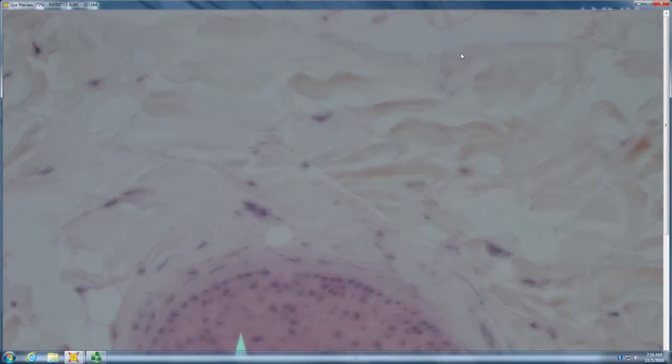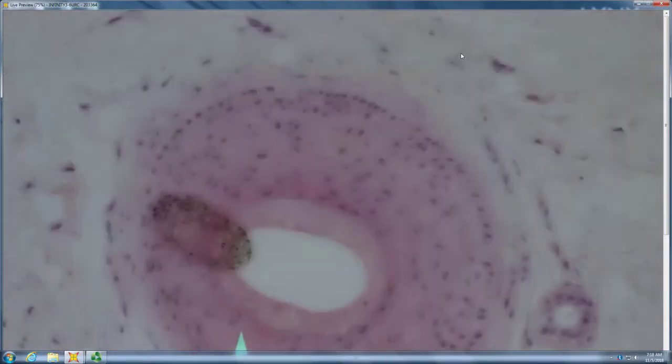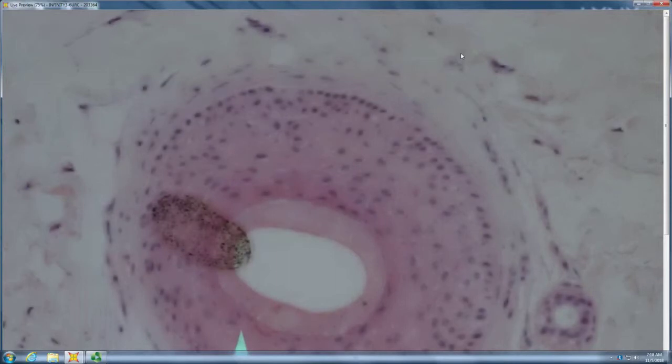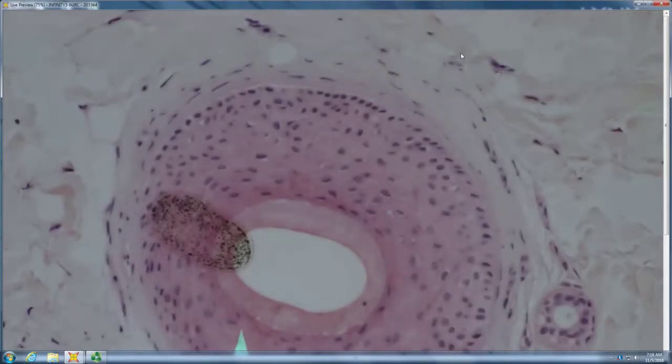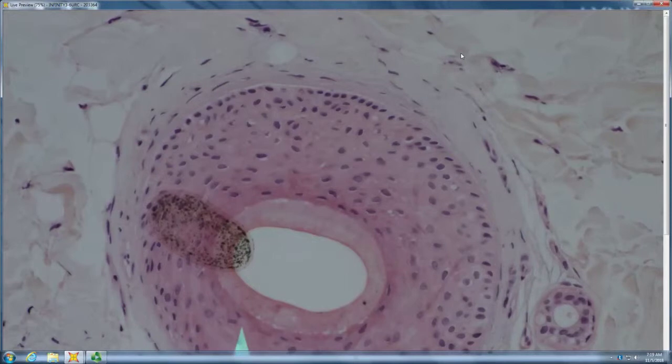So if you've got outer root sheath cells that are dying, undergoing programmed cell death, do you think, this is a trick question, if there are lots of cells dying, is it A, growing outer root sheath, or B, a shrinking outer root sheath? Shrinking, which is kind of what defines catagen, right? So catagen, you've got shrinking outer root sheath, defined by lots of catagen hairs.